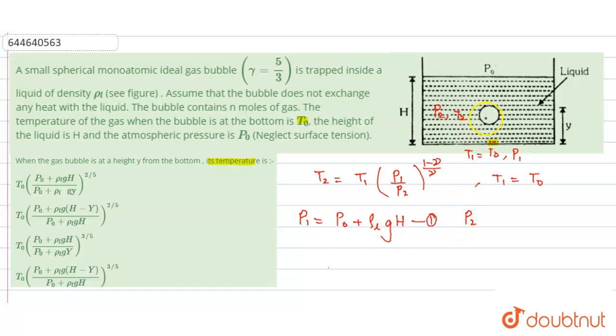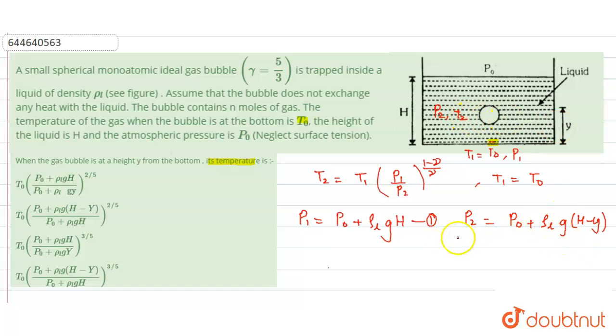Similarly, how do we write P2? P2 is the pressure at this depth. So what is this depth? The total depth is H and this is Y. So the depth up to this bubble is the pressure at 2, which will be simply equals to atmospheric pressure plus density of the liquid, G, into the depth, which will be H minus Y, because we can clearly see that this is at the depth H minus Y.